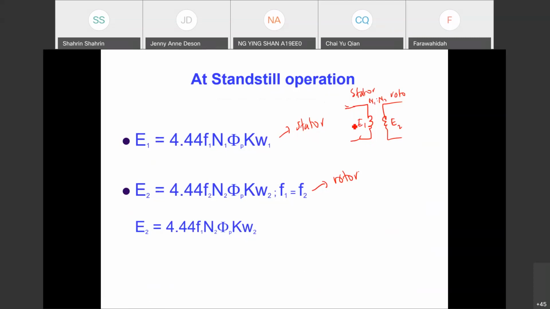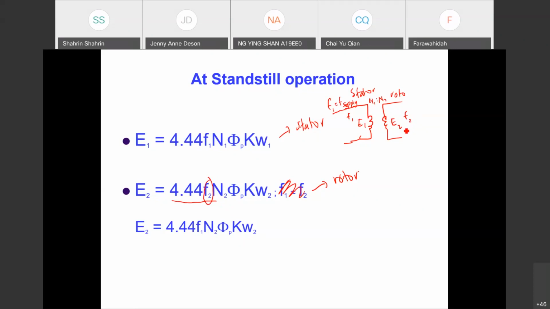this is an AC circuit. So the stator will have its own frequency, and usually this frequency is the same as the supply frequency. If your supply frequency is 50 hertz, then your F1 is also 50 hertz, and then it is transferred to the rotor. The rotor will also induce a voltage, which you can calculate using this equation. As you can see here, we have F2 frequency, so the rotor is actually operated at a different frequency.